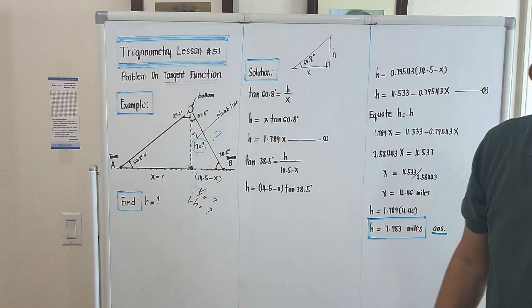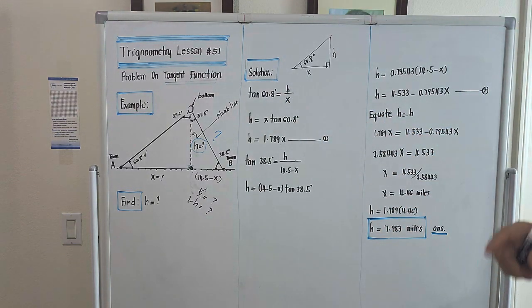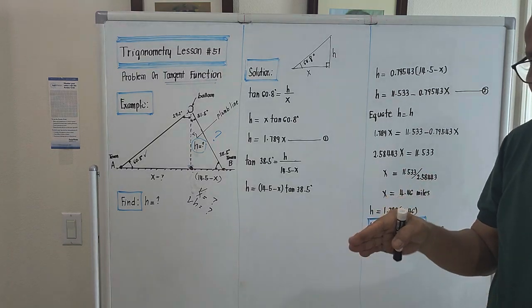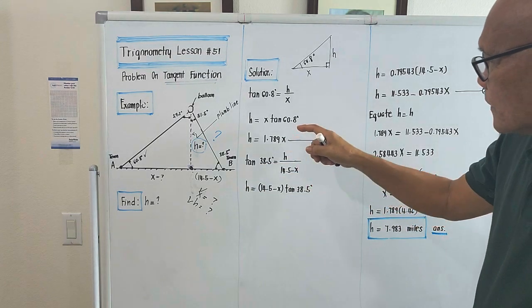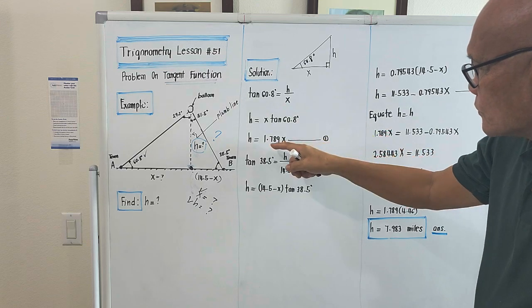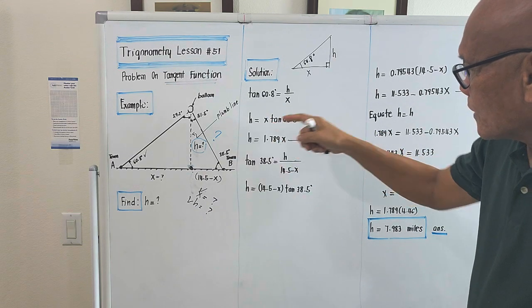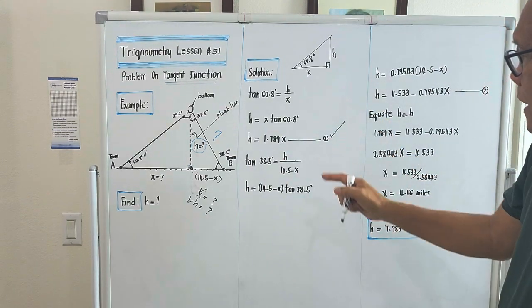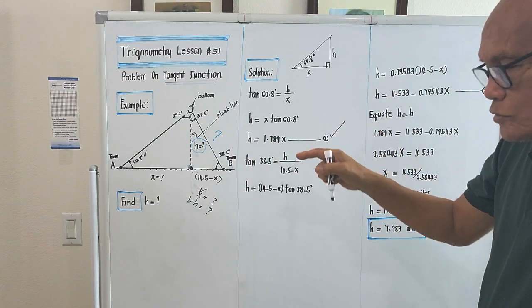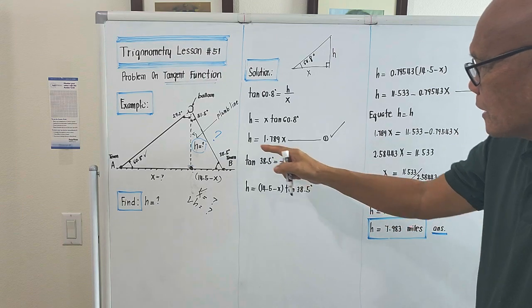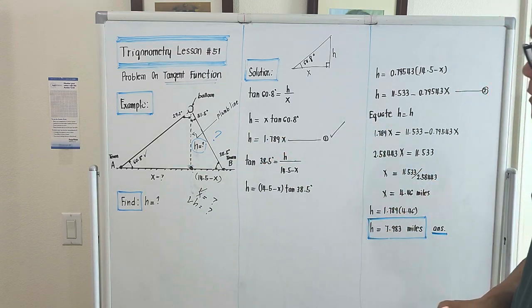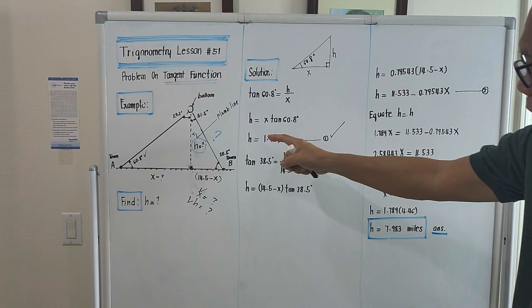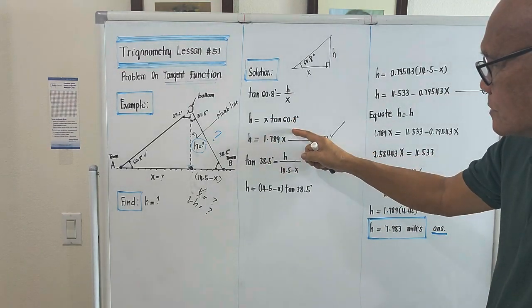Tangent of 60.8, an angle greater than 45 degrees, the tangent value is more than 1. So the value of tangent of 60.8 is 1.789 multiplied by x. We call this equation number 1. So we are now given the first equation relating h and x. Okay, so to compute for h, we must have to compute for x.